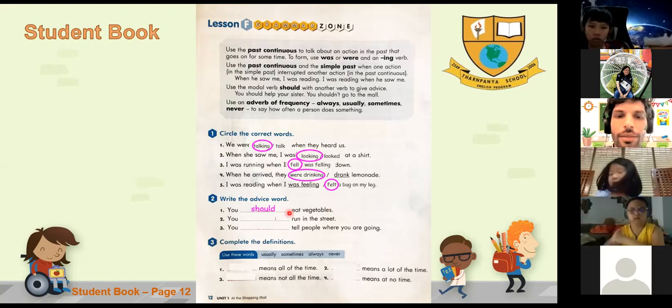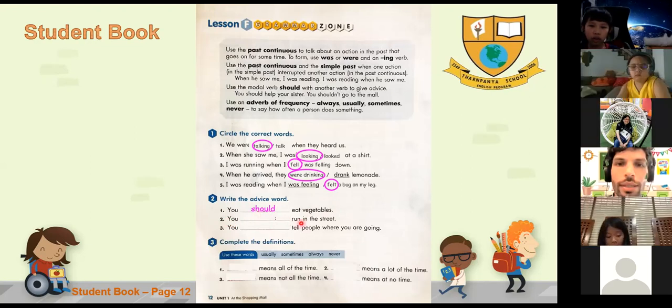Let's take a look now at the second one. You should or shouldn't run in the street. What do you think? Should or shouldn't? Shouldn't. All right, you shouldn't. The negative way, you shouldn't run in the street. Why? Because it's dangerous. So you shouldn't run in the street.